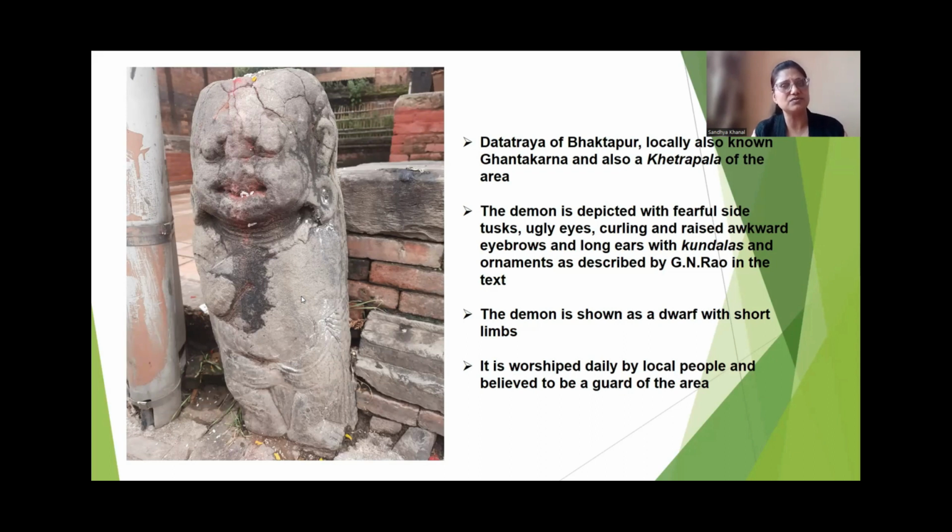And the demon is depicted with fearful side tusks, ugly eyes, curling and raised awkward eyebrows, and long ears with kundalas and ornaments, as described by Gopinath Rao in the text. But locally, it is worshipped with both views: some of the people worship him as a guard of the area, and especially on the day of Ghantakarna, he is worshipped as the Ghantakarna. The demon is shown as a dwarf with short limbs, and it is worshipped by the local people and believed to be the god of the area. I told you before that he is also worshipped as a Ghantakarna on the day of Gathemanga.